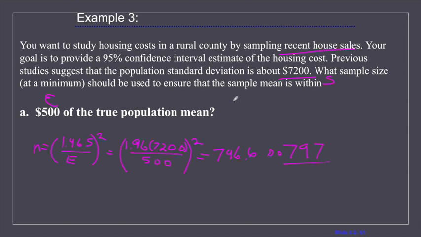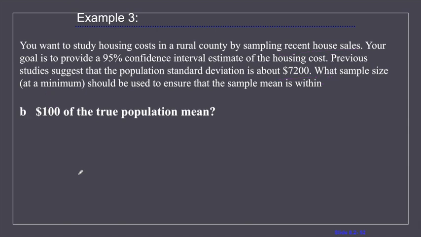Now, what if I wanted a smaller margin of error? Do we think that the sample size would go up or would it go down? Let's keep that in mind as we do this next example. So, what if I want to do this same study, but now I want to be within $100 of the true population mean? I want to get very, very precise.